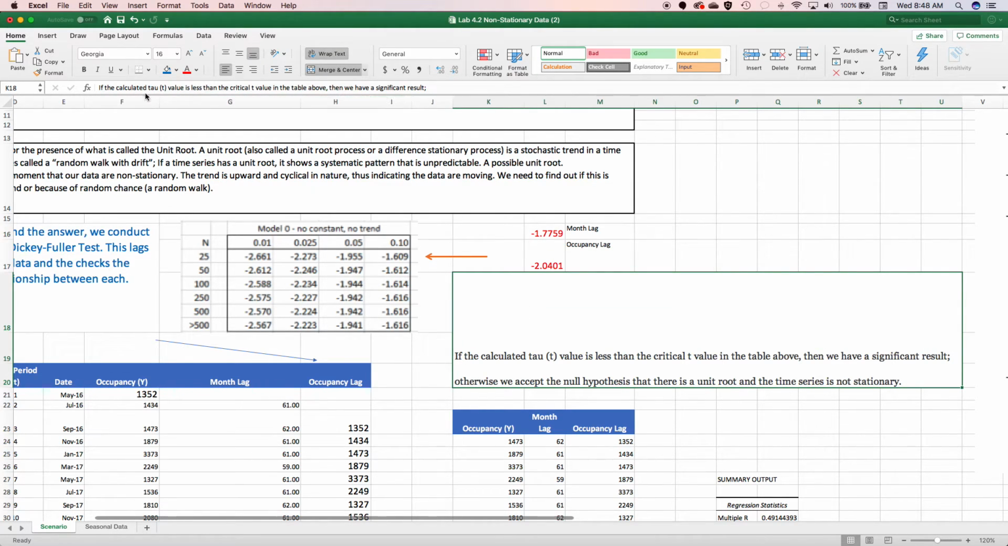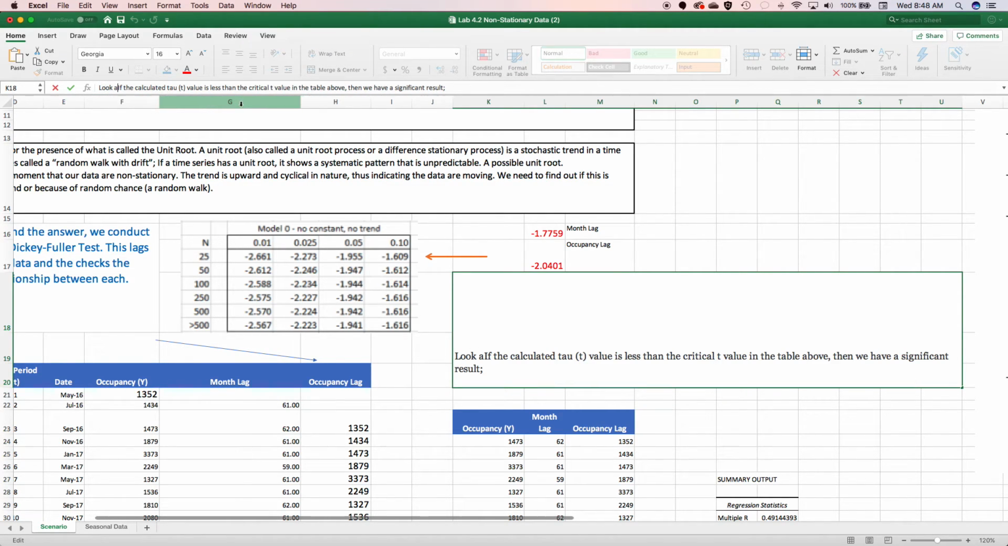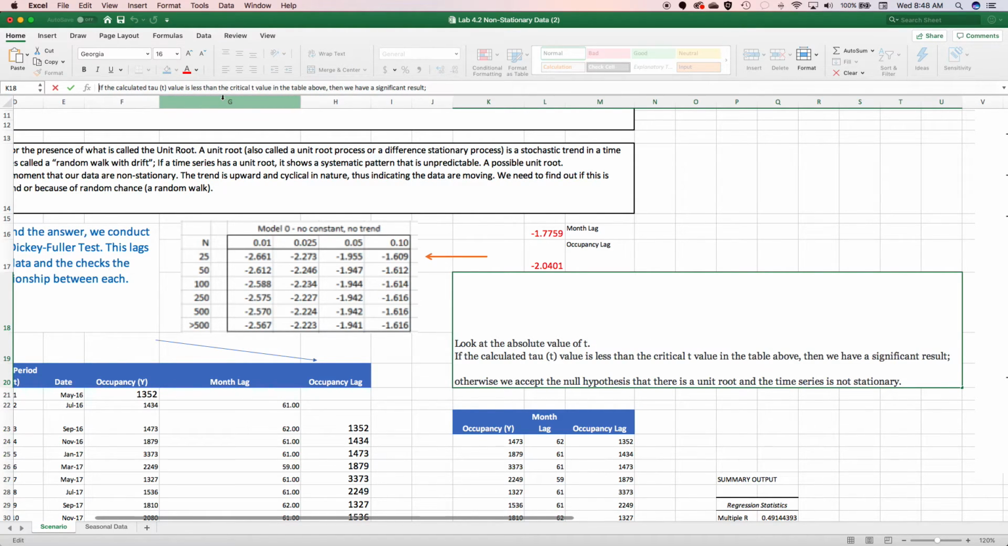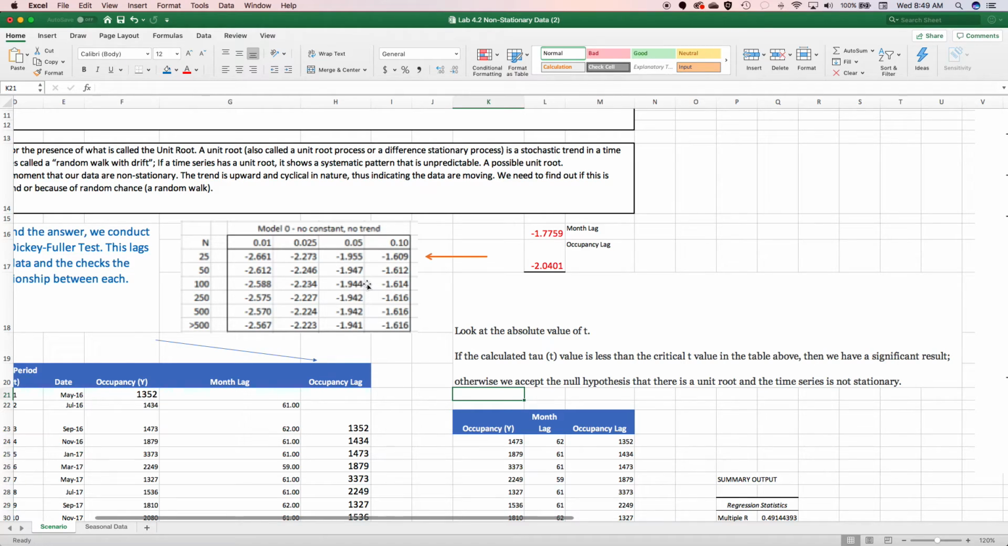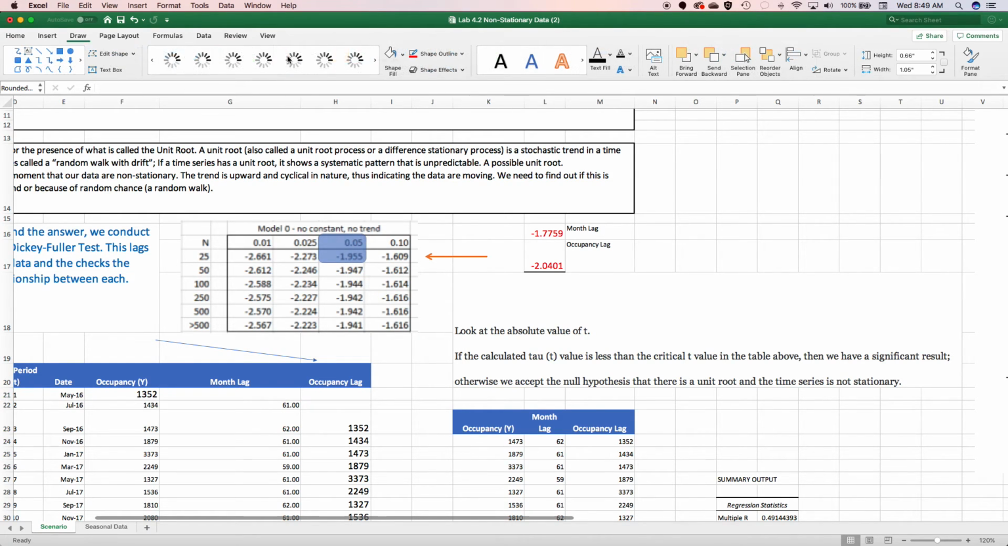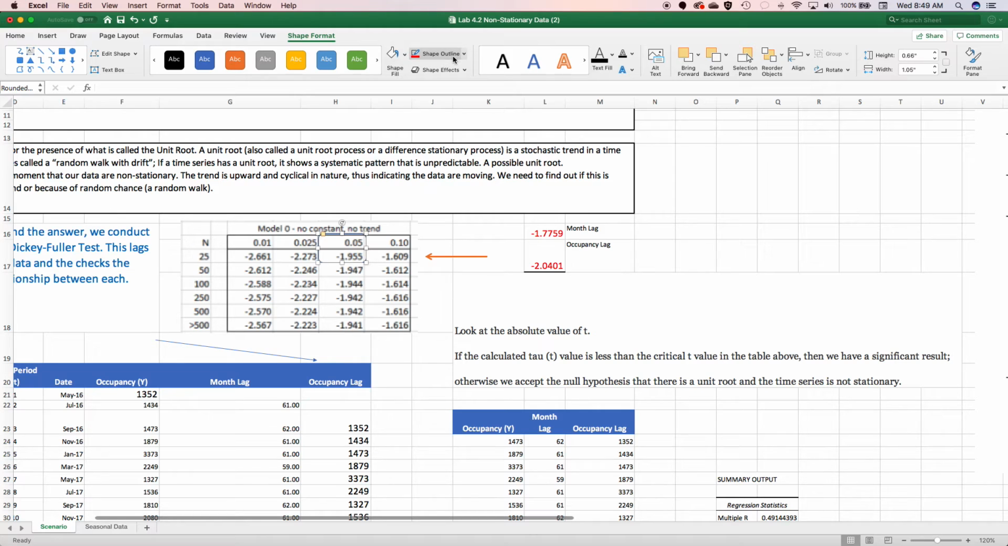Now, one thing I want to add to this is that we're going to look at the absolute value. So if the absolute value of the calculated t is less than the absolute value of the critical t. So we take this and we have 1.7759, and we're going to compare that to n equals 25 because the closest we have is 24. We want to be 95% confident, so we're going to look here. And let me just draw a heavy box around that.